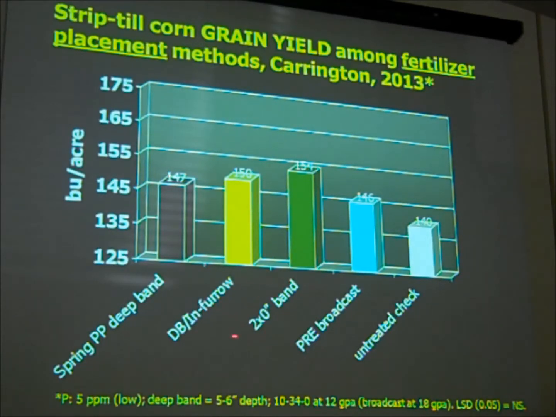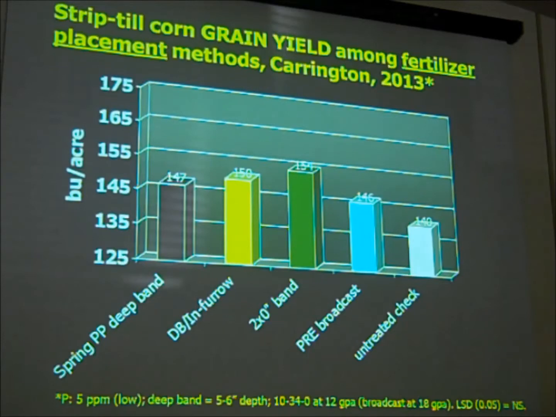And then our standard is the 2x0 band, meaning that the fertilizer is placed 2 inches horizontally from the seed placement. And that differs from what we call a 2x2 band. A 2x2 would be 2 inches over from the seed, but also 2 inches down. And then this year we added a broadcast application just to have that comparison. With the band, we cut the rate by 1/3. With the broadcast, we use a full rate. And so we use 18 gallons of 10-34-0 surface applied after planting, but on the same day. And then, of course, an untreated check.